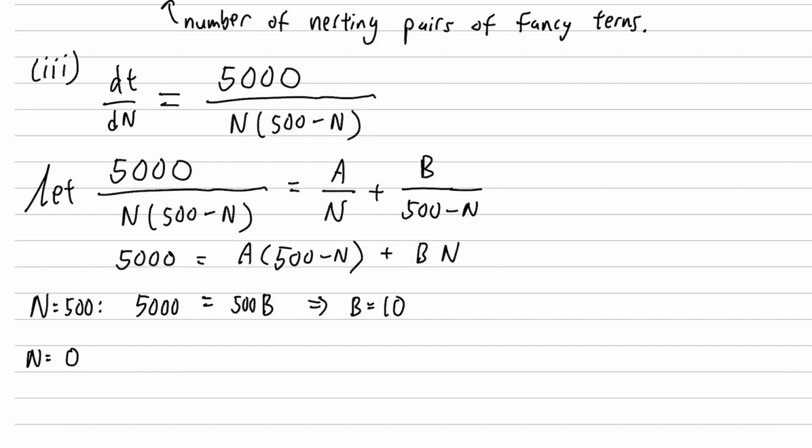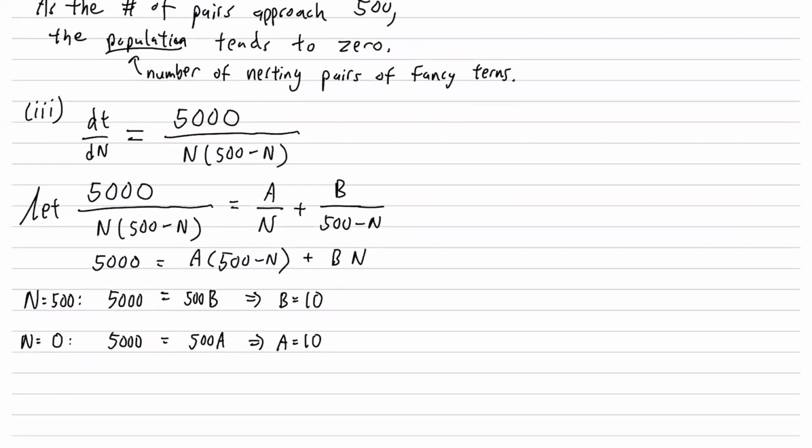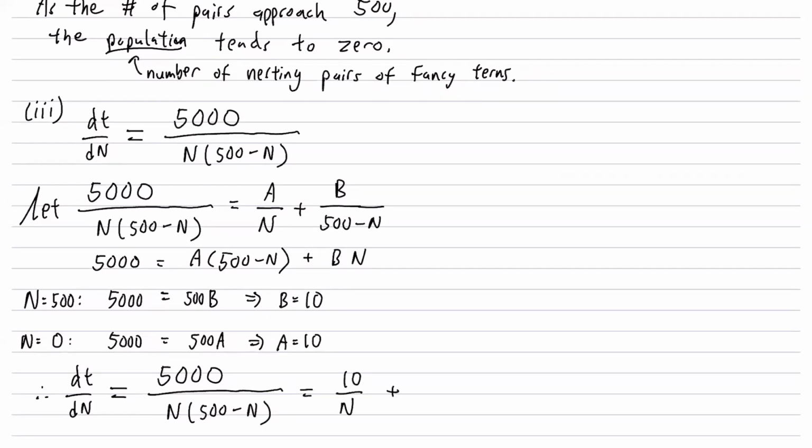Now we sub in n equal to 0. What do we get? 5,000 equals to a times 500 minus 0, which is 500a. And then if you sub in this n with 0, you get 0 times b, which is plus 0. So you can ignore it. Then you can solve for a, also 10. 500 times 10 is 5,000. Okay, good. So therefore, you conclude this must be equal to 10 over n plus 10 over 500 minus n. Is that right?